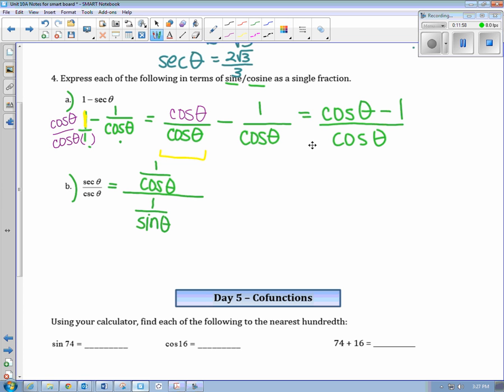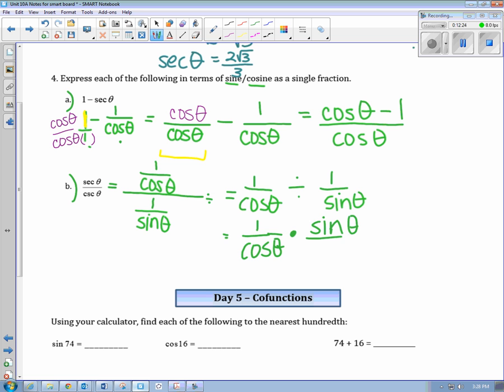And then from this point on, I'm going to treat the middle fraction bar as a division, which means that I technically have 1 over cosine theta divided by 1 over sine theta. And our rule is that when we divide, change the division to multiplication and do the reciprocal. And then when I multiply across, I end up with sine theta over cosine theta.